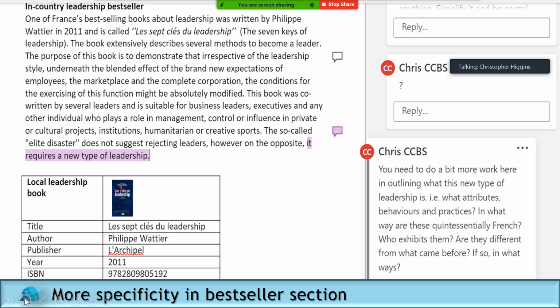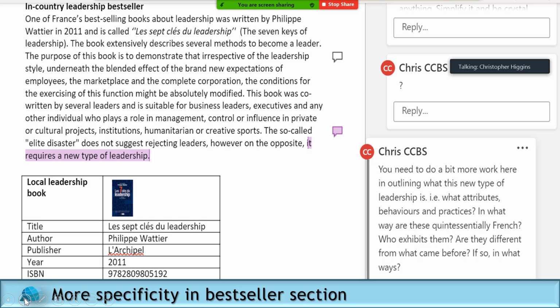Another point I want to make is that we need more specificity in the local bestseller section. Almost all teams got this message from me. So obviously this is something we need to do a little bit more with. Keep in mind, when I talk about more specificity and more detail, it doesn't just mean adding loads and loads of info to what you already have. Often it means starting again and just being much more specific and detailed with the information you mention.